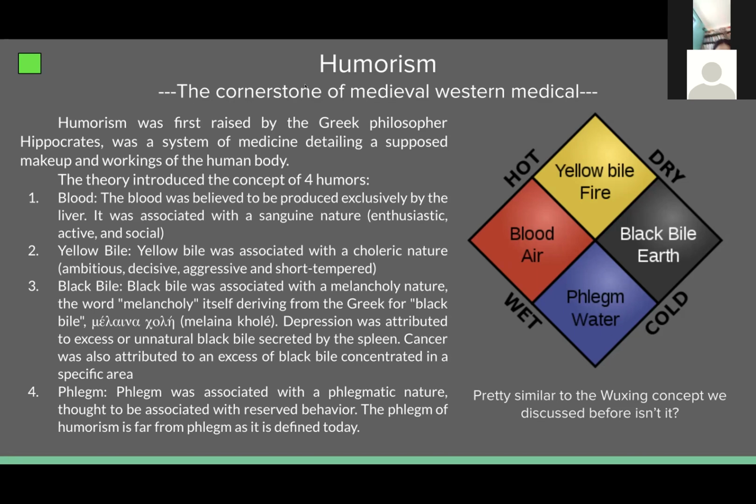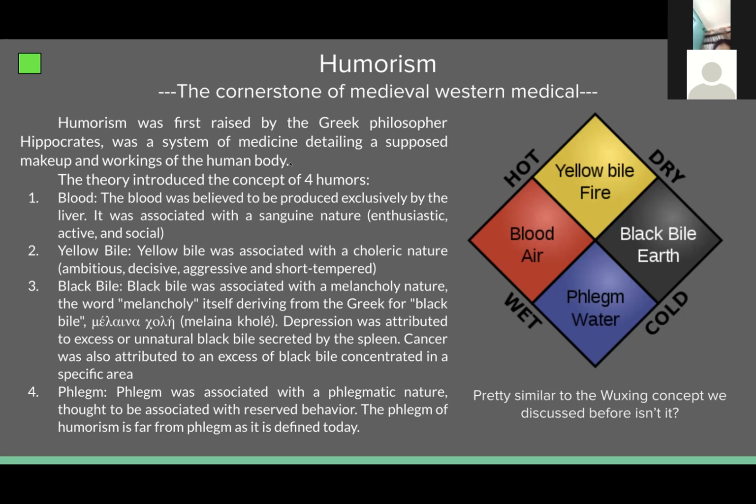And the fourth one is phlegm. Phlegm was associated with a phlegmatic nature, thought to be associated with reserved behavior. The phlegm of humorism is far from phlegm as it is defined today. I don't know if I pronounced it correctly, but today it means the sticky thing that comes from your throat and makes it hard to speak, but it was very different at that time.